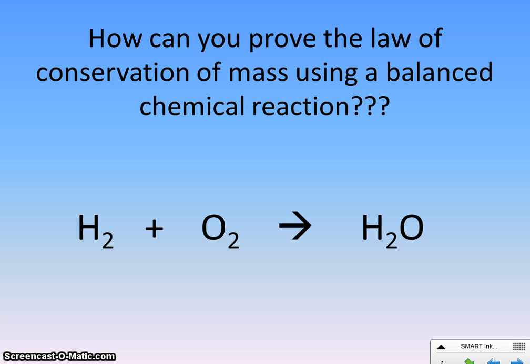Okay, here's our typical equation. We've seen this example many, many times. This is the formation of water using hydrogen and oxygen. So how do we prove the law of conservation of mass using a balanced chemical reaction? Well, there's 3 steps in this process, okay?